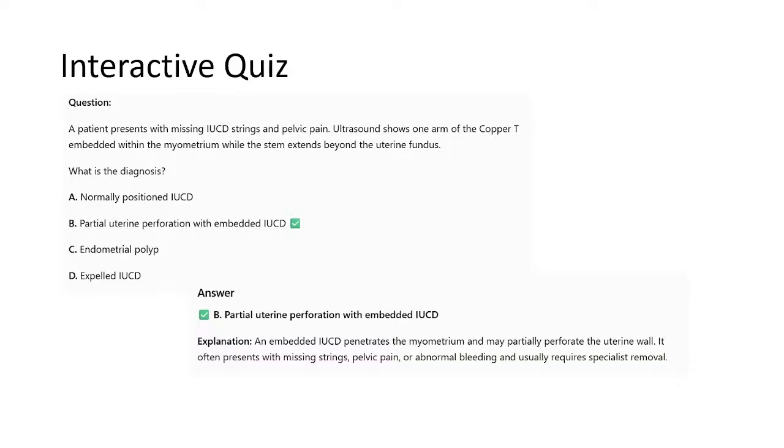The answer is partial uterine perforation with embedded IUCD. Explanation: an embedded IUCD penetrates the myometrium and may partially perforate the uterine wall. It often presents with missing strings, pelvic pain, or abnormal bleeding. The individual requires specialist removal. Okay, I hope learning is taking place.